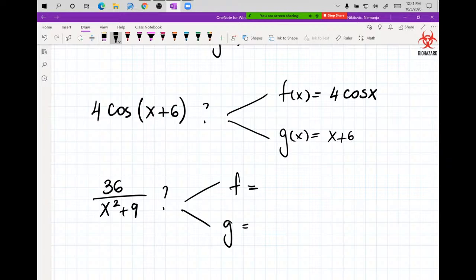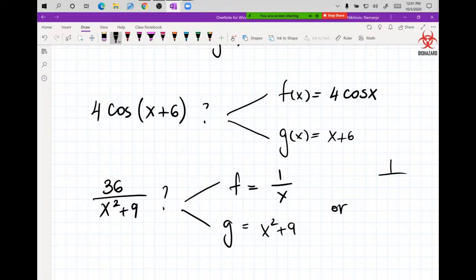Is 36 over x plus 9, and g of x is x squared. No, I would have had 36 as f, and then g is 1 over x squared plus 9. I like the 1 over x part over here, and then x squared plus 9 over here. Or, I mean, for the purpose of derivative, you could do it, but it's not correct from the perspective of composite functions, but for the derivative it would actually work.